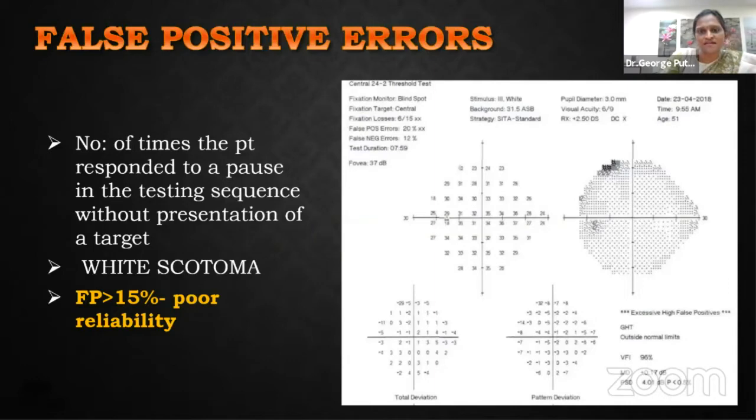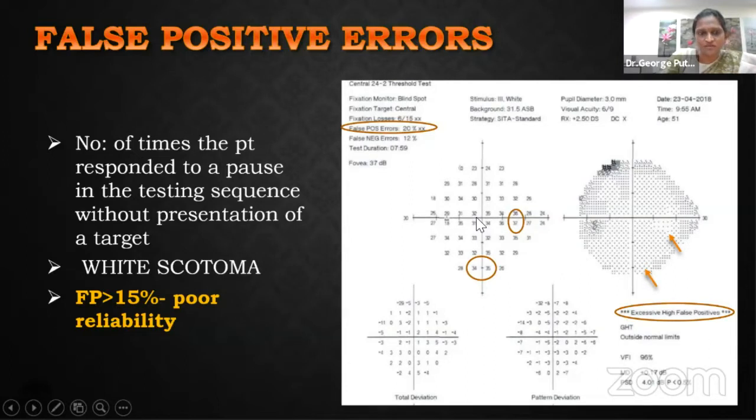False positive errors occur mainly in the trigger-happy patient, when the patient responds even without the presentation of a target. This appears as a white scotoma. Here you can see the white scotoma because of the high retinal peripheral sensitivity, which is equal to the foveal sensitivity. That is very unusual. So a false positive of even more than 15% gives poor reliability because it hides the scotomas.